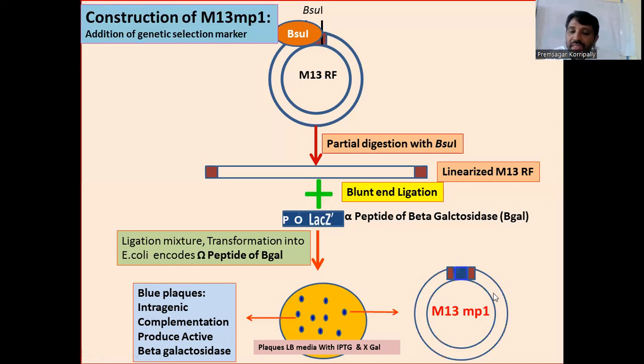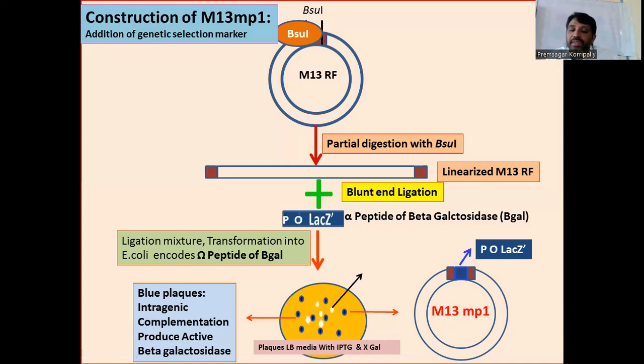It means that the M13 has the alpha peptide encoding DNA in the intergenic region. So M13mp1 has the alpha peptide encoding region in the intergenic region. Then only blue plaques are formed.